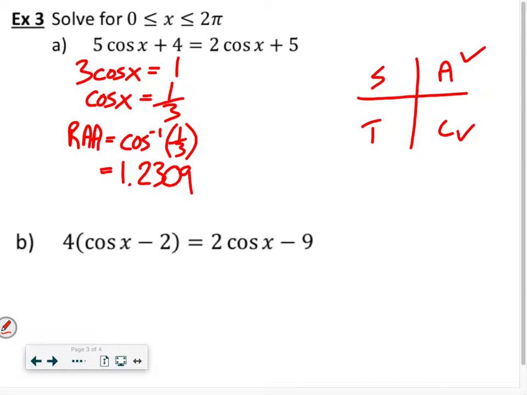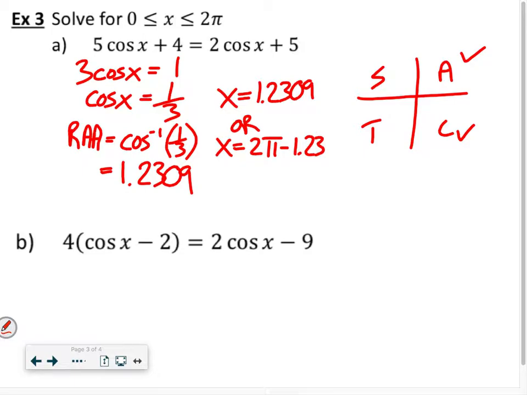Now, that would mean that x equals 1.2309, or x equals 2 pi minus 1.2309, which is 5.0522. Okay, and there's our first one.